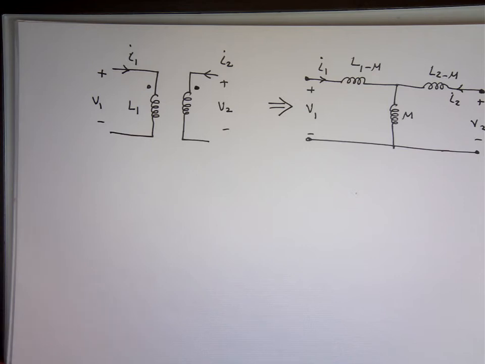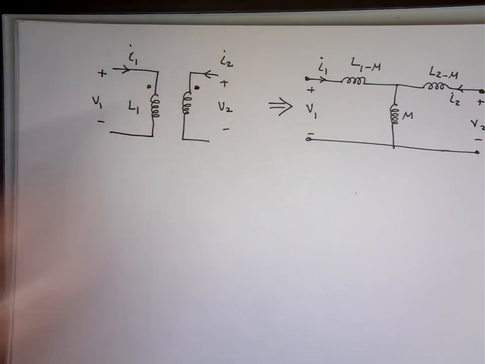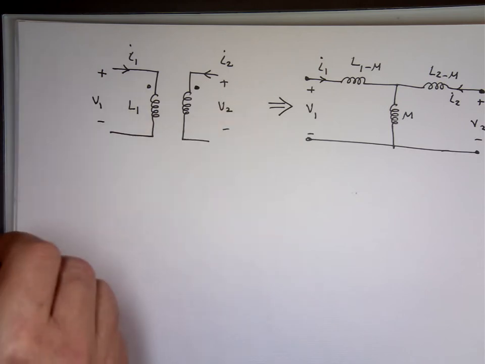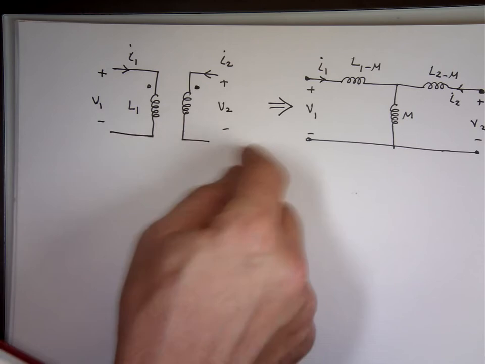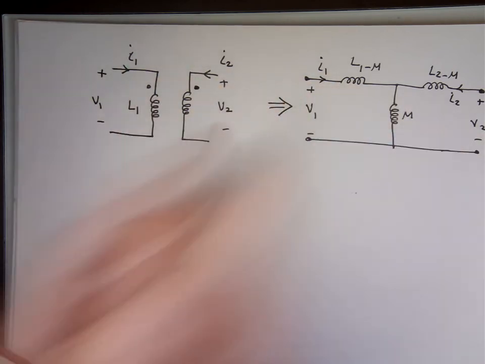Now again, this is only good if both currents enter the dots. What happens if one of the currents is not entering the dots, if one was entering the other end? If they're both entering the dots, that's correct. I don't care if the dot is here and the current enters. As long as both currents enter the dot, that equation is correct.